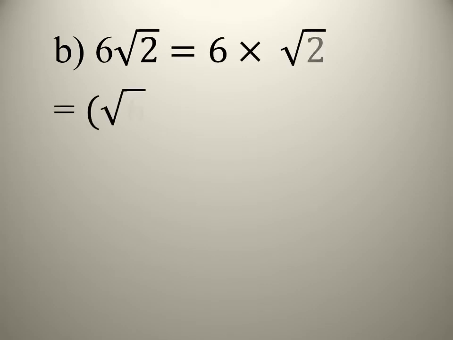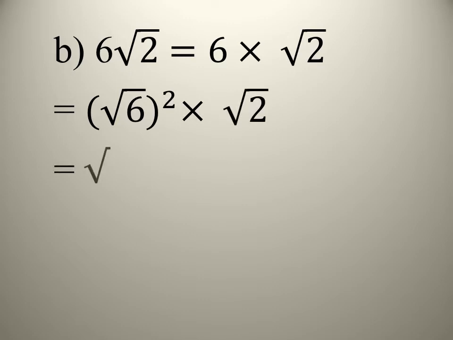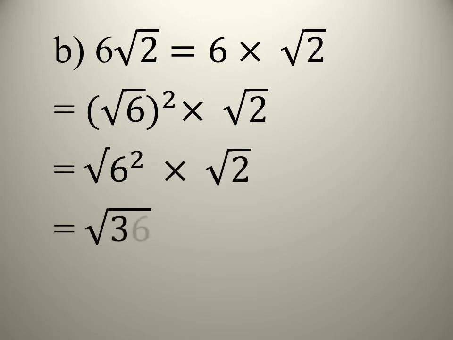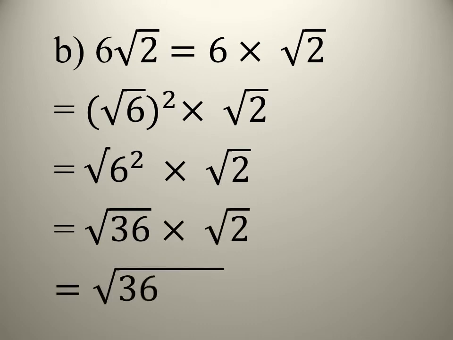b. 6 root 2 is equal to 6 times root 2, which is equal to the root of 6 raised to the second power times root 2, which is equal to the root of 6 squared times root 2. This gives us root 36 times root 2, which is the same as root 36 times 2, which gives us root 72.